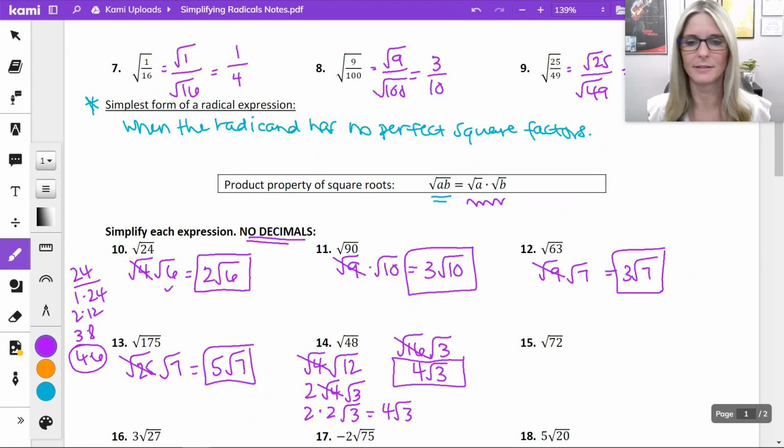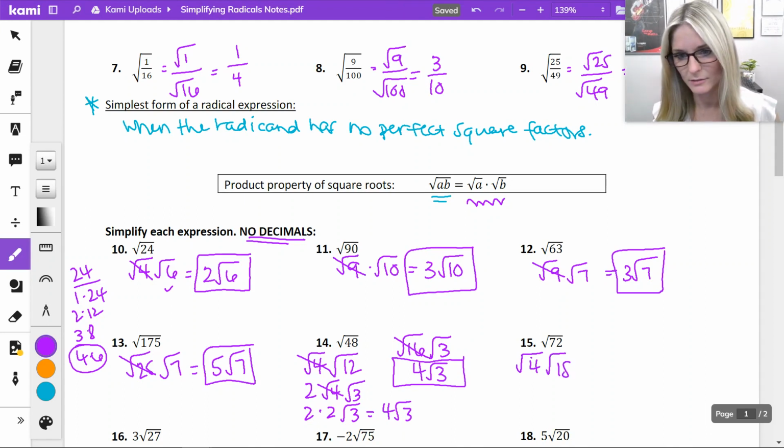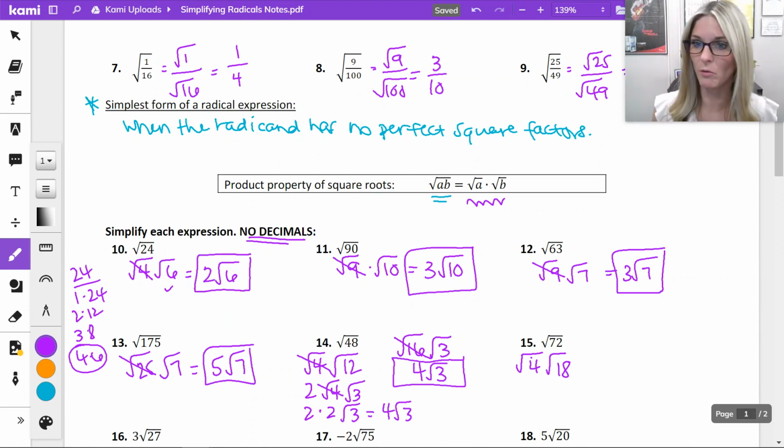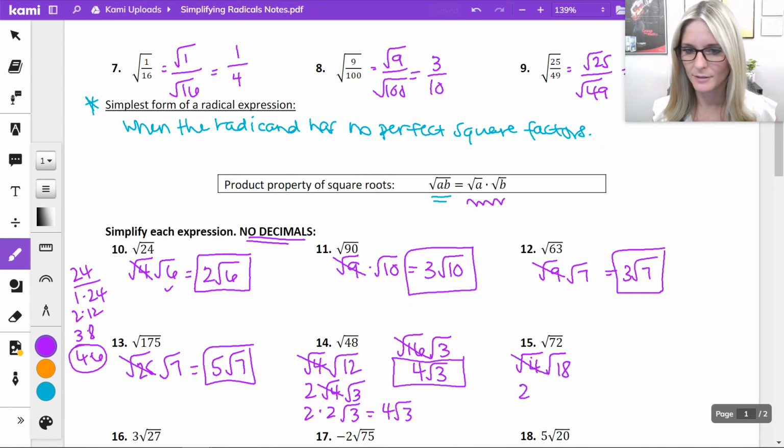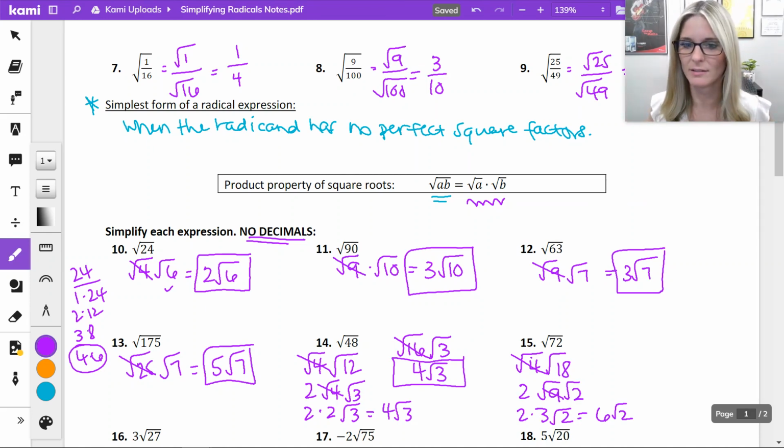He always likes to hide. Number 15, the square root of 72. We could do 4 times 18. We could keep moving forward, but do you see what I see? The square root of 18 is going to have to be broken down again into 9 and 2. And we'll have something like 2 times 3 radical 2, or 6 radical 2. Is there a faster way?